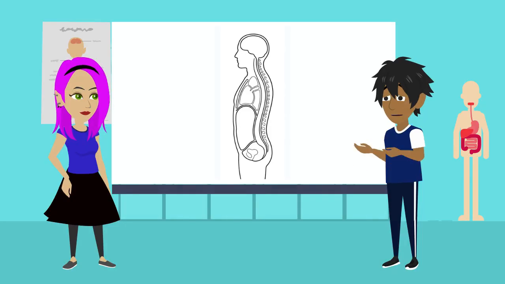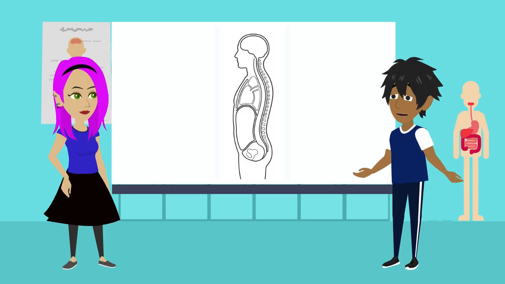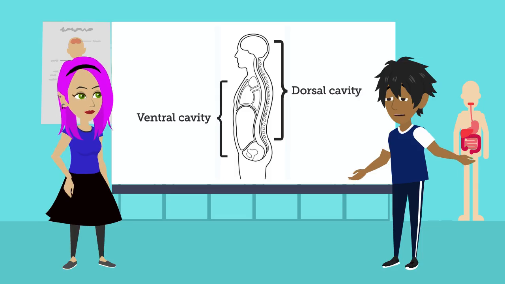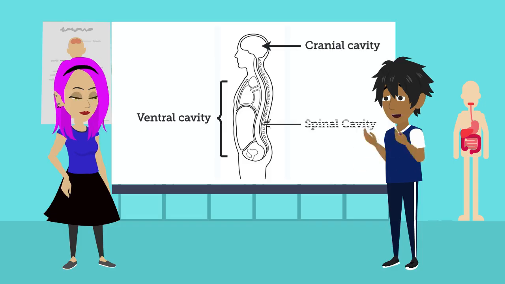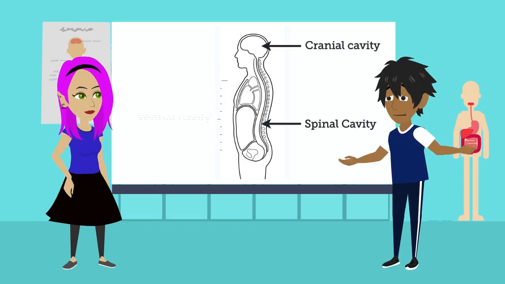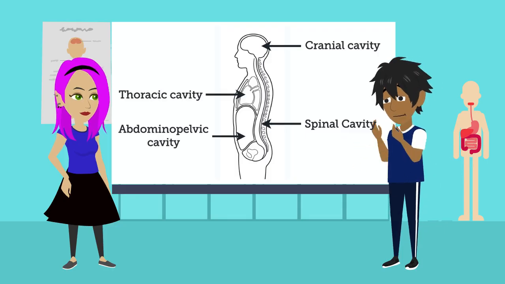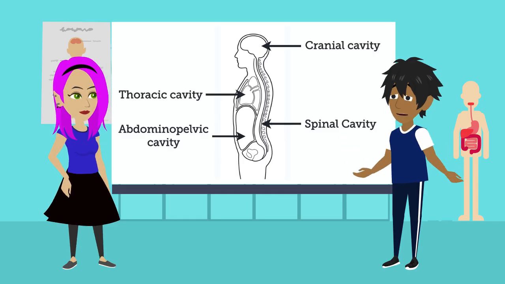The body is divided into cavities that protect and compartmentalize organs. Major divisions include dorsal and ventral cavities. Within these cavities are smaller ones. For example, the dorsal cavity contains the cranial and spinal cavities, whereas the ventral cavity contains the thoracic and abdominopelvic cavities. During lab, you will practice identifying these cavities and the organs they contain.